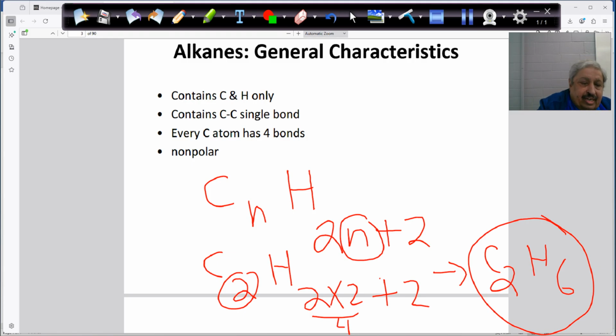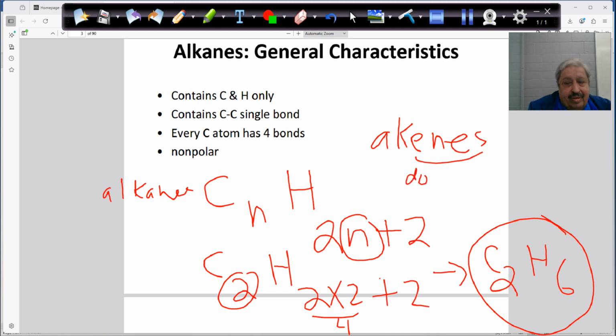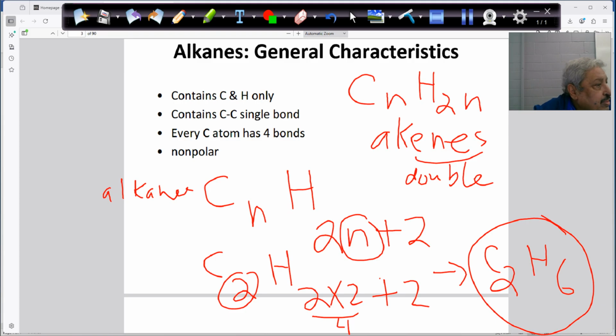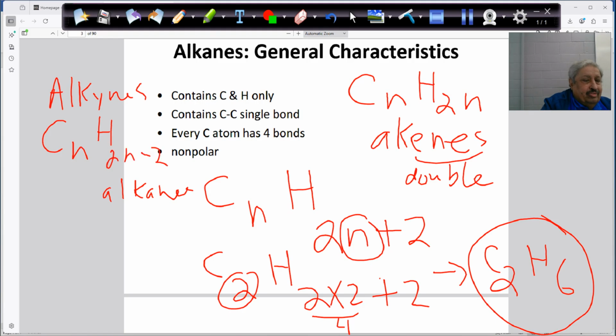That's the alkane formula. I'll stop here because I want to upload this. The alkenes, on the other hand, with the double bond, have a different formula, CnH2n. Okay, guys? And the alkynes, the triple bond, we'll come back and look at this, CnH2n-2. So we'll come back and look into this in general.